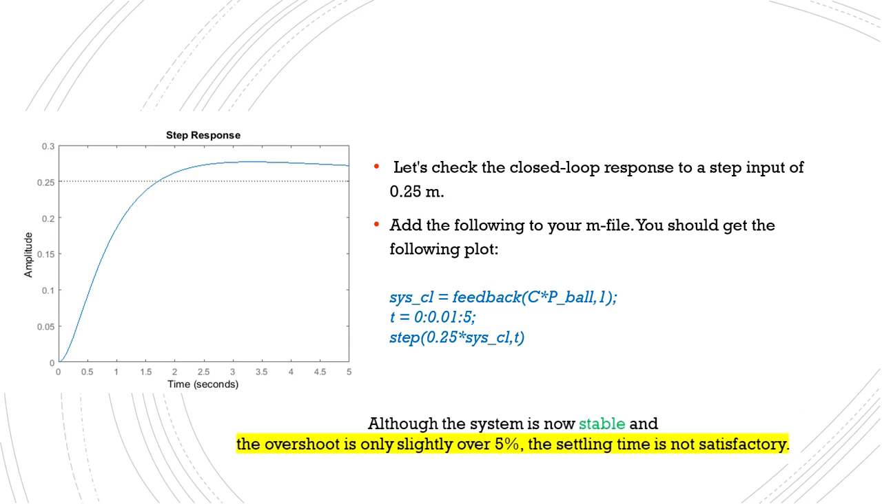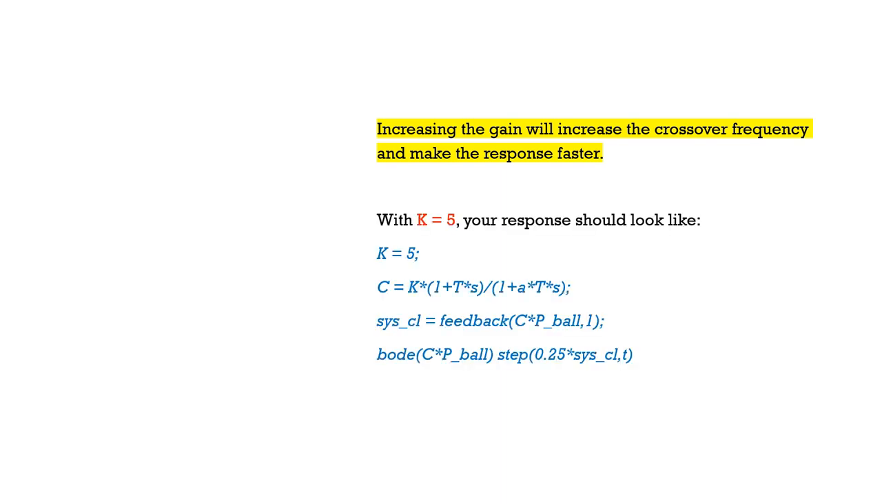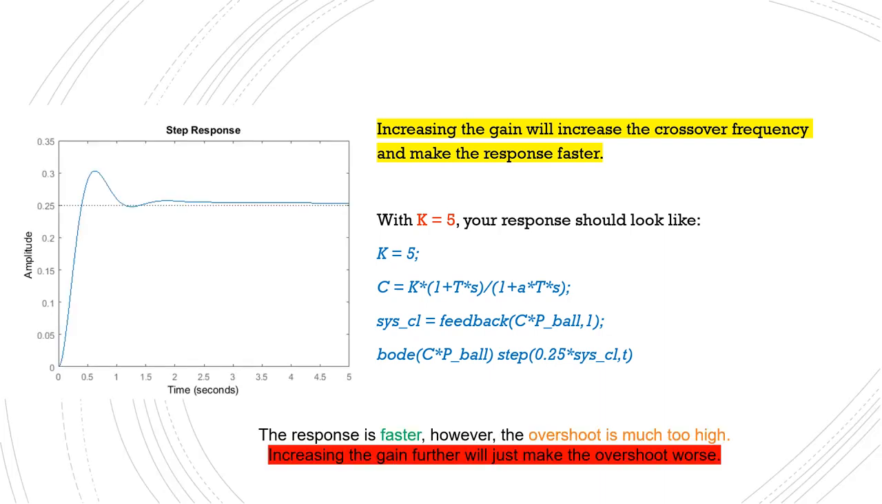Although the system is stable, our overshoot is slightly more than 5% and settling time is not satisfactory. But if we increase the gain, it will increase the crossover frequency and make the response faster. For that, we will assume K is equal to 5 and our response will look like this. From this, we can understand the response is faster. Our overshoot is much higher.